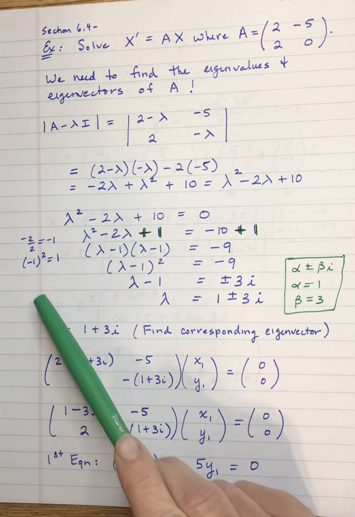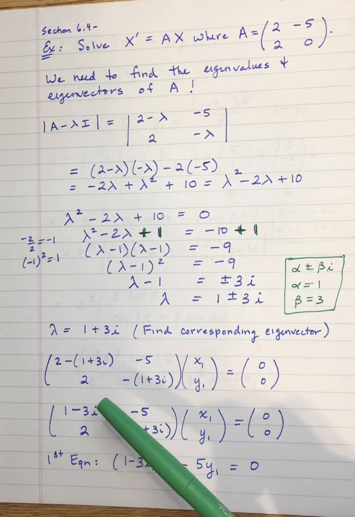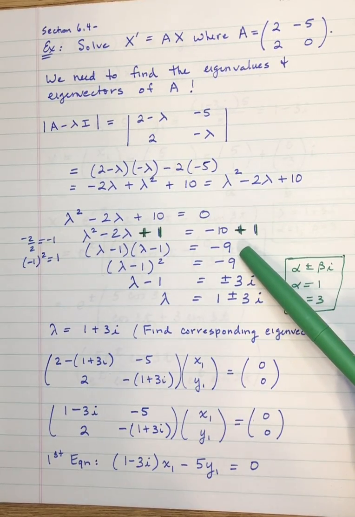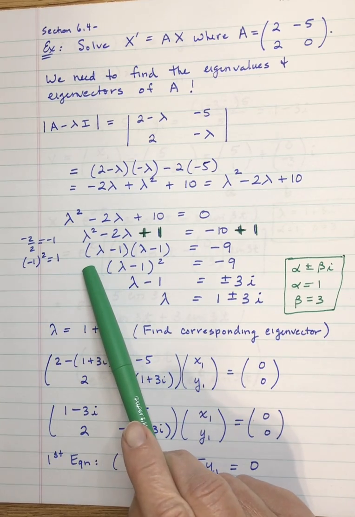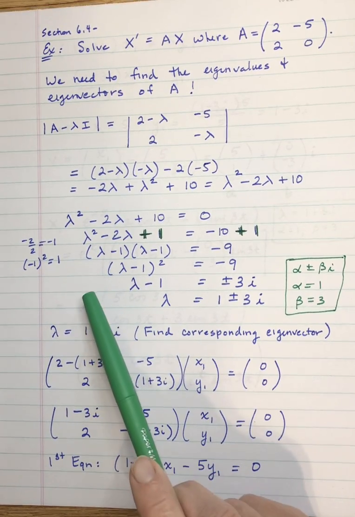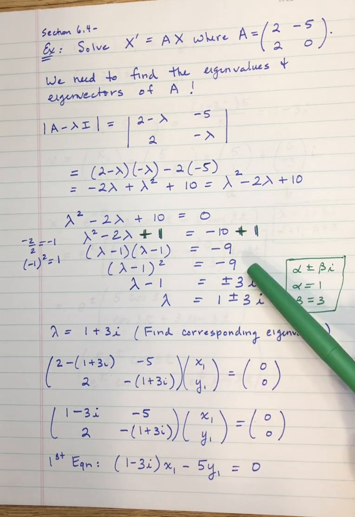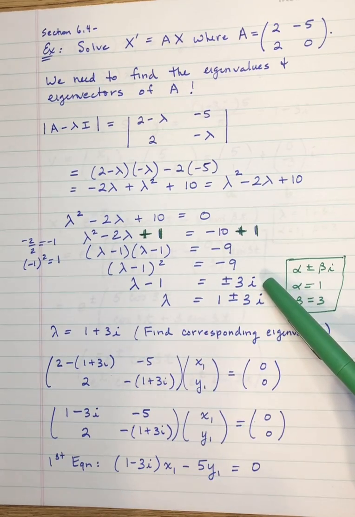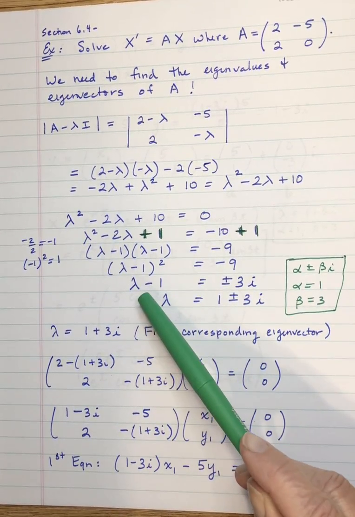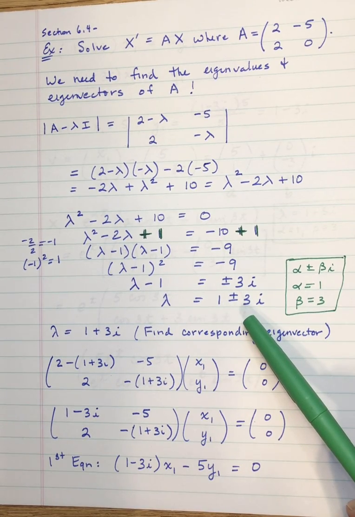So if we move the 10 to the other side, we take 1/2 of negative 2 to get minus 1. We square it, we get 1. So we add a 1 to both sides. We get a negative 9 on the right-hand side. The left-hand side can be written as lambda minus 1 times lambda minus 1, which is the same as lambda minus 1 squared. Take the square root, get lambda minus 1 is plus or minus 3i. Move the negative 1 to the right-hand side, and here are our eigenvalues.